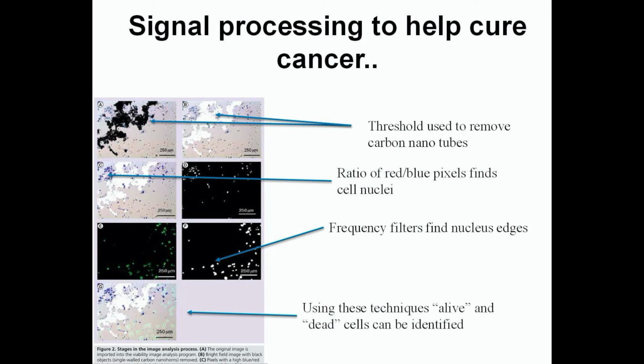So the steps of this image processing are as follows. And by the way, these will sound a lot like the image processing steps you're doing on your project. Number 1, they used a threshold to remove the carbon nanoparticles. They're black, so they can be taken out. Then, number 2, they ratioed the red to blue pixels to identify which pixels were the nucleus of the cell and which were not. And finally, they used frequency filters to find edges. High frequency is a quick change in the intensity of the pixel, and in an image, a quick change is likely to be an edge. The 4th step was to combine all these together.